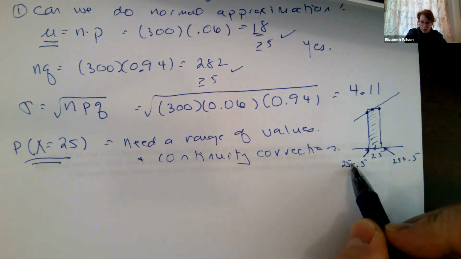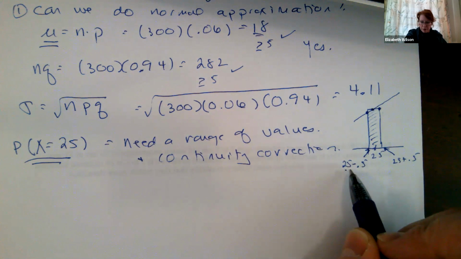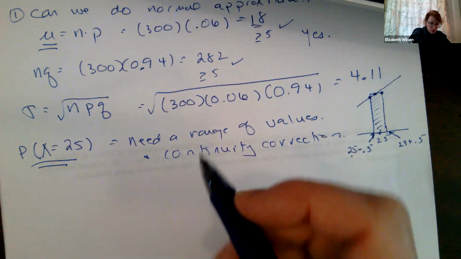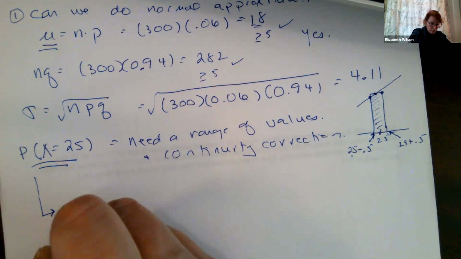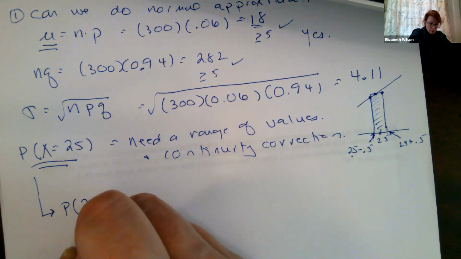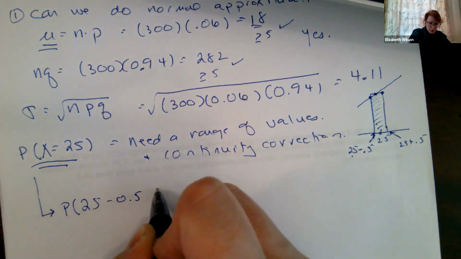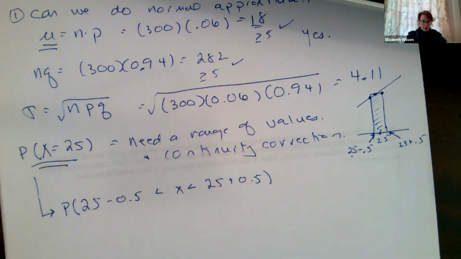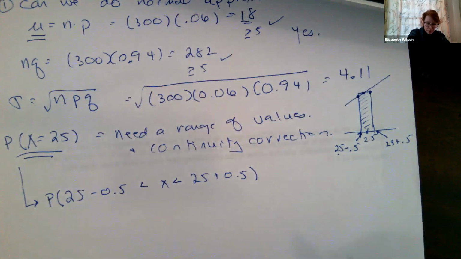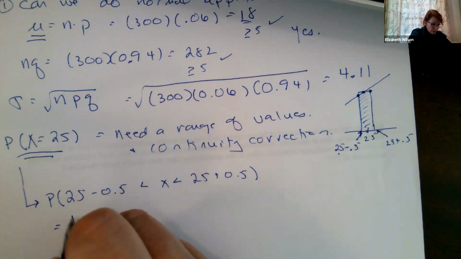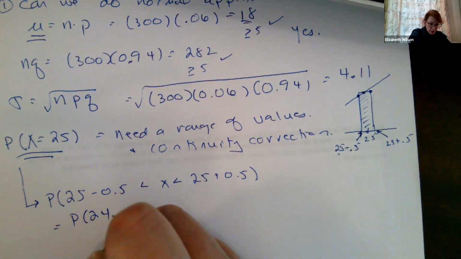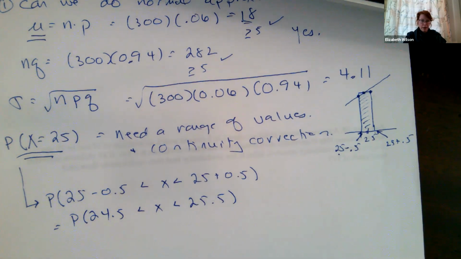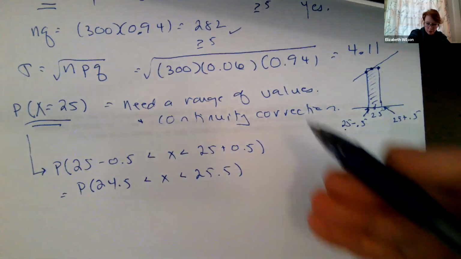For the continuity correction, I have to subtract 0.5 from 25 and add 0.5 to 25 to get the bounds of that whole rectangle. So that changes this to the probability that x is between 25 minus 0.5 and 25 plus 0.5. Adding it together, that's the probability that x is between 24.5 and 25.5. So this is what we're looking for right here, with our continuity correction.